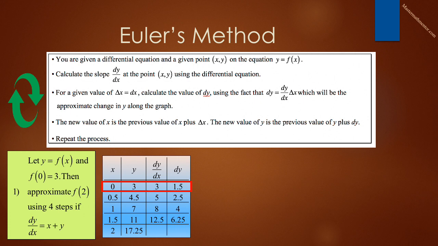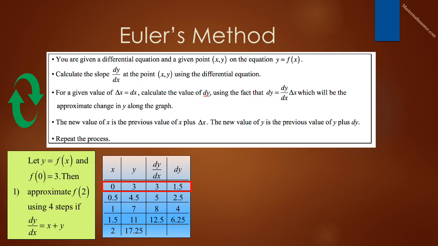To perform Euler's method, I recommend a table with 4 columns: x, y, dy/dx, and dy. We start by stating that our original point is (0, 3) because f of 0 is equal to 3. We then calculate the slope dy/dx at the point (x, y) using the differential equation. Since dy/dx is equal to x plus y, dy/dx equals 0 plus 3, which is 3. Since f of 0 is given, and we want f of 2, and we will be using 4 steps, then our delta x is simply 2 divided by 4, which is 1/2.